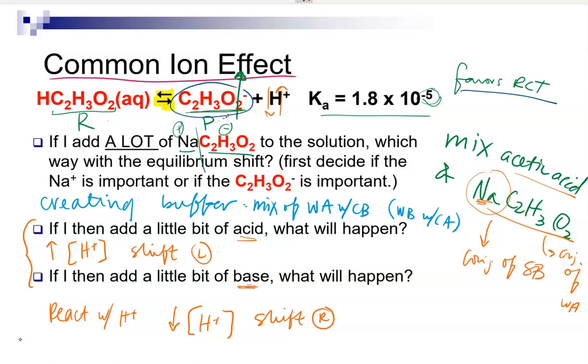We wouldn't want to use the conjugate of like a weak base, because then that's going to have an impact on the pH as well. So we use something like sodium acetate.